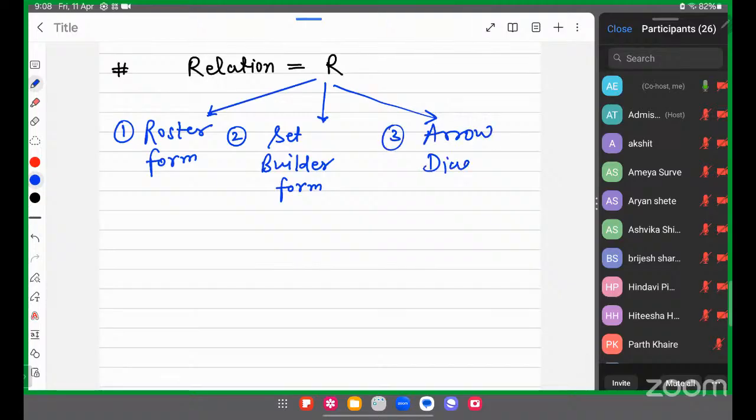Arrow diagram also is a valid way to represent. Sometimes relations are also represented on the Cartesian plane. So the Cartesian plane can also be used to represent a relation. It will all depend on the situation and the question how we are representing a relation. Any doubt in it?